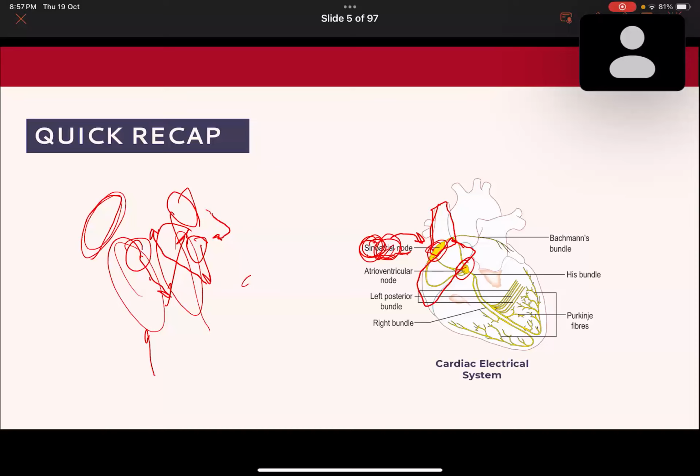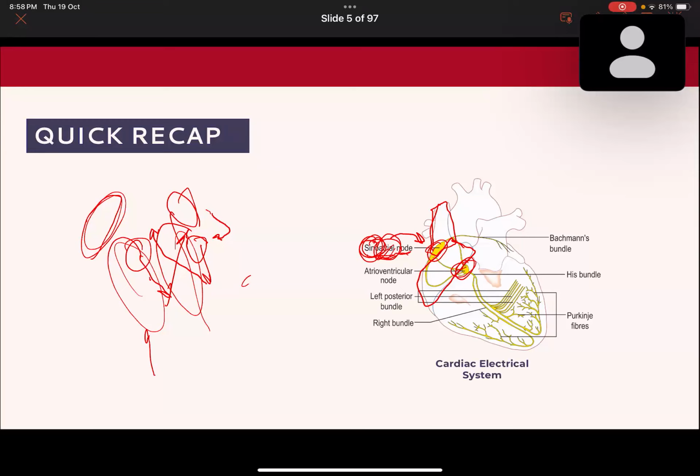So this AV node is a station that slows down this electrical impulse by 100 milliseconds to make sure that those atria contract before the ventricles. And this is very important when it comes to the arrhythmias that we're going to talk about in a few seconds. Next step is that those electrical impulses, before moving on to the next step, why is it called atrioventricular node?